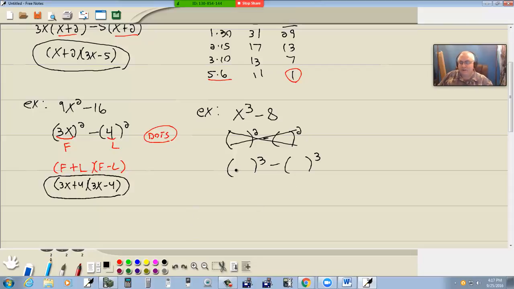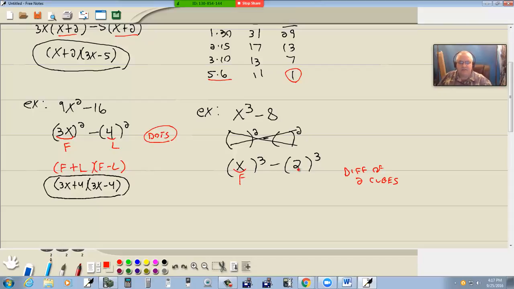And instead of asking yourself what times itself gives you that piece, you ask yourself what times itself three times gives you that individual piece. For example, the x to the third, that's x times x times x. The 8 is 2 times 2 times 2. So we were able to rewrite it in this form, and that's what tells us that we can use difference of two cubes. I mean, the form kind of gives us a hint, but you have to actually be able to rewrite it in this form.